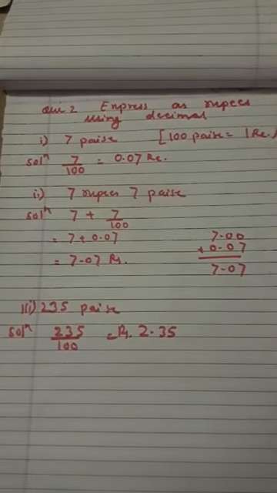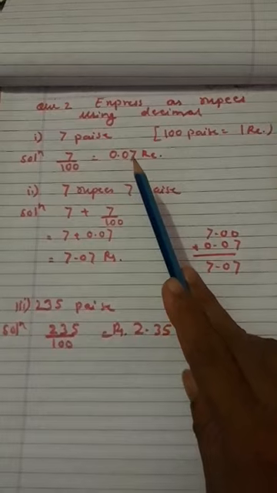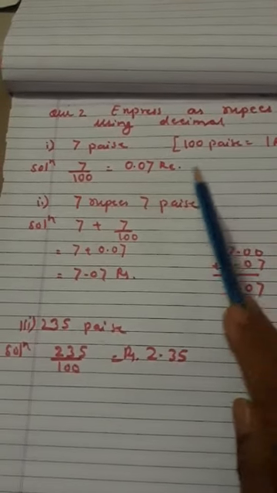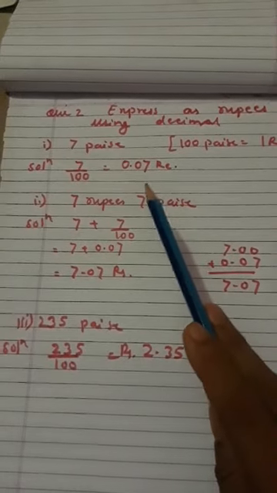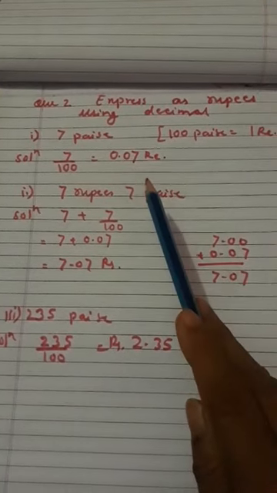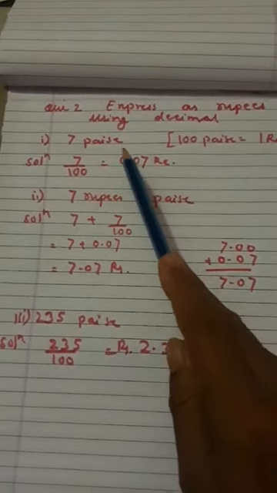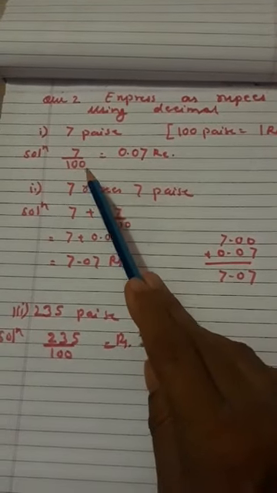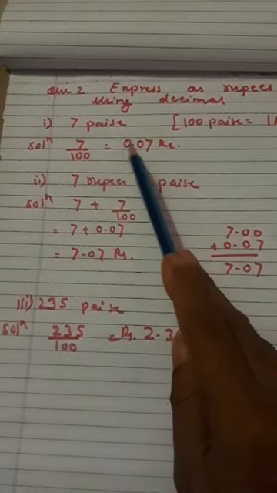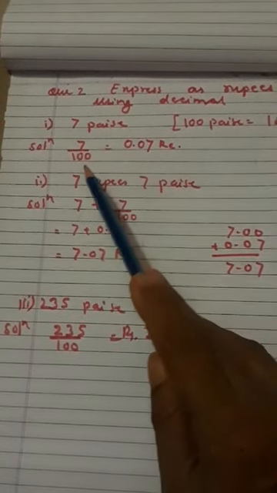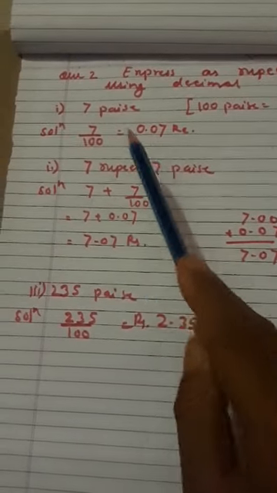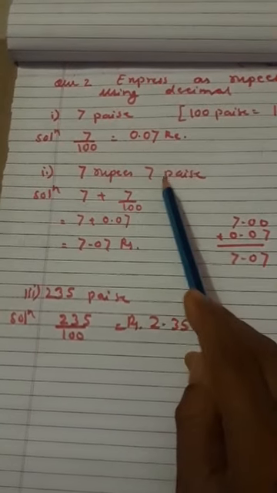Express as rupees using decimal. 7 paisa. Now 7 paisa we have to express as rupees. So students, remember, whenever you are converting paisa into rupees, always divide by 100. So 7 paisa will be divided by 100. 100 means 2 zeros are there, so after 2 digits you will put the decimal point. So this is 0.07.